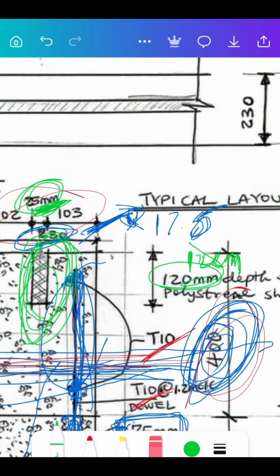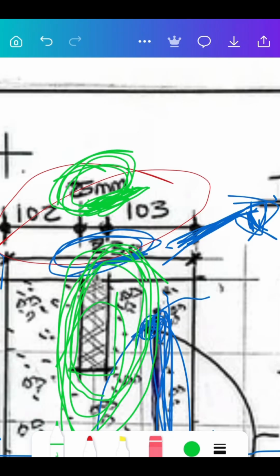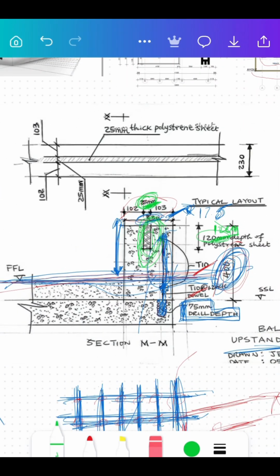Okay, the difference is just remove 10. So 12 centimeter should be the depth of the groove, and of course the width of the groove should be 2.5 centimeter. Okay, so enough for us to form this groove. We cannot use our hand.